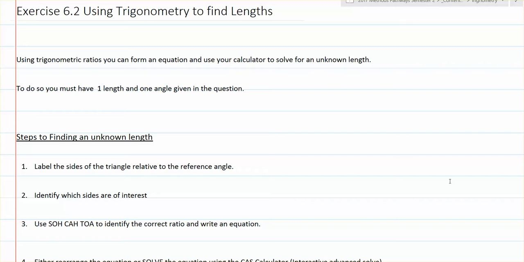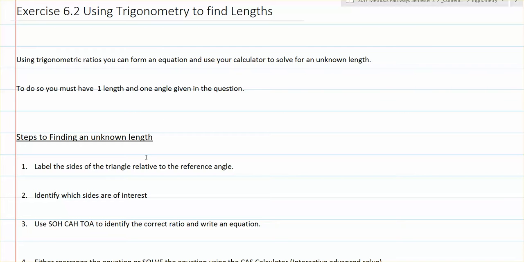Look at exercise 6.2, using trigonometry to find side lengths. So we can use trigonometry to find side length provided you know an angle and another length in the triangle, okay? So the angle has to be the angle other than the right angle, okay?